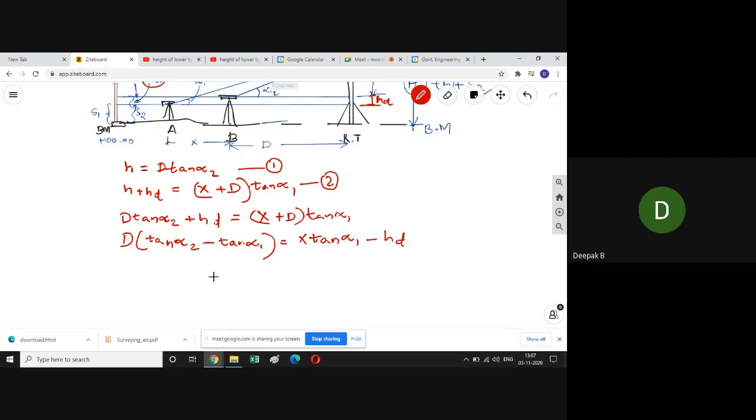Yes, sir. Okay, so if you want to find out what D is, then you just have to take this entire thing to the bottom of the right hand side. So D will be X tan alpha 1 minus HD divided by tan alpha 2 minus tan alpha 1. So we understood that we can calculate the value of D, right?